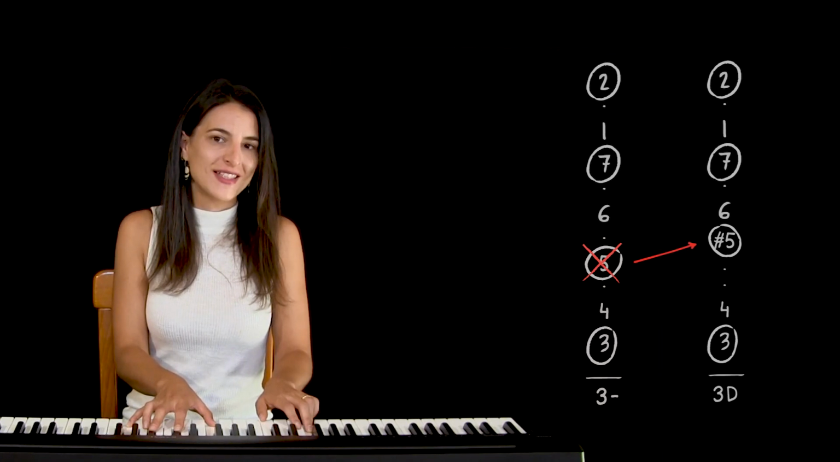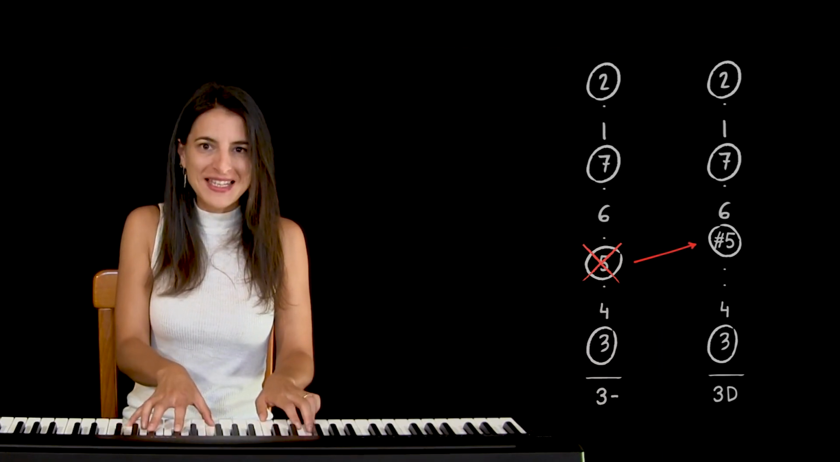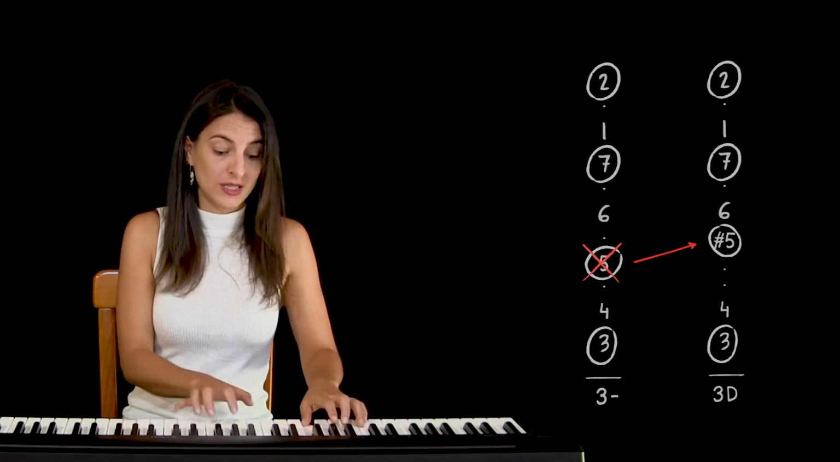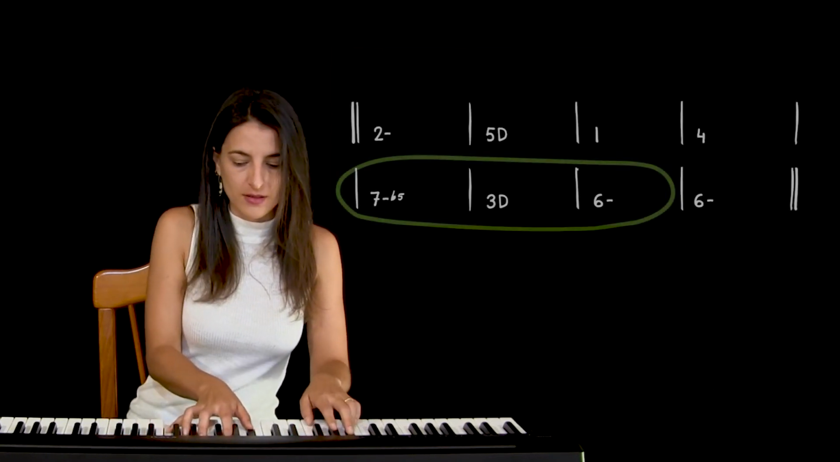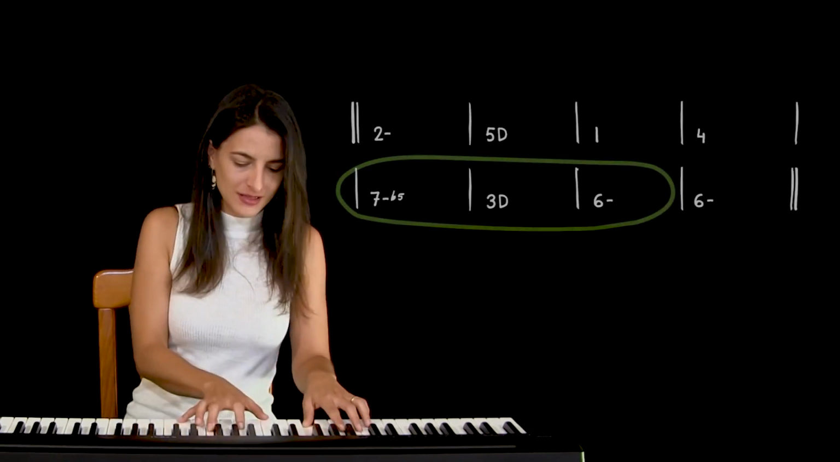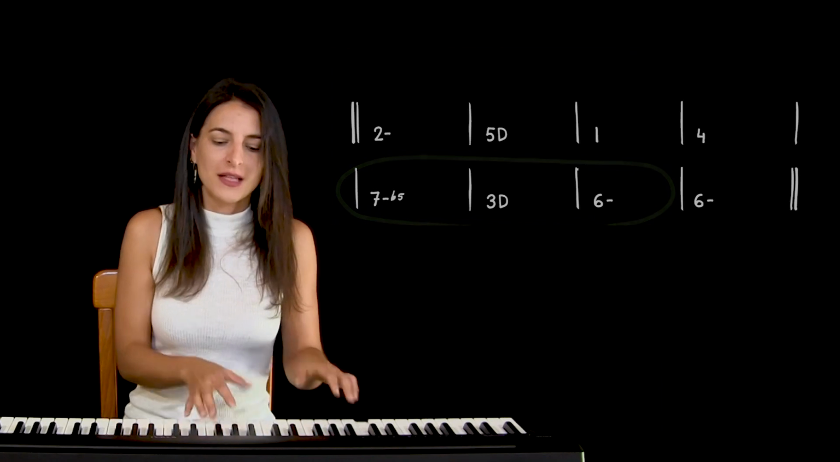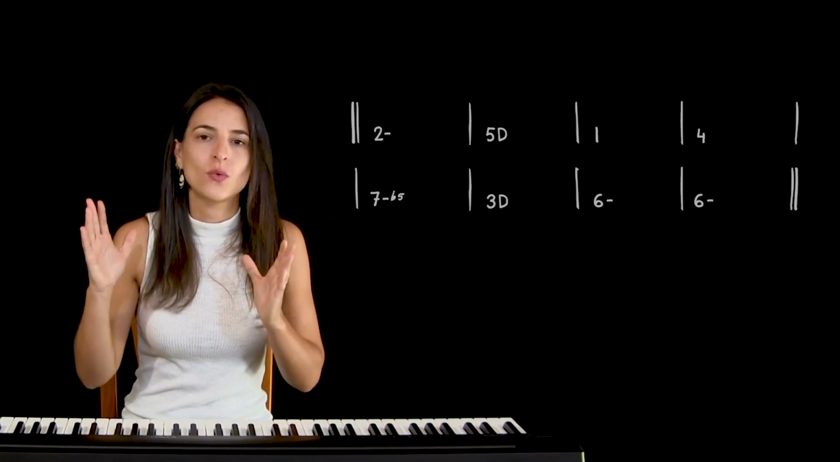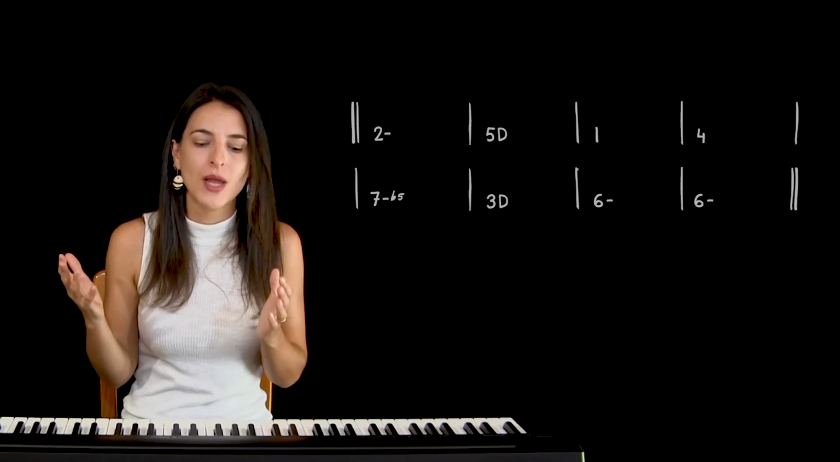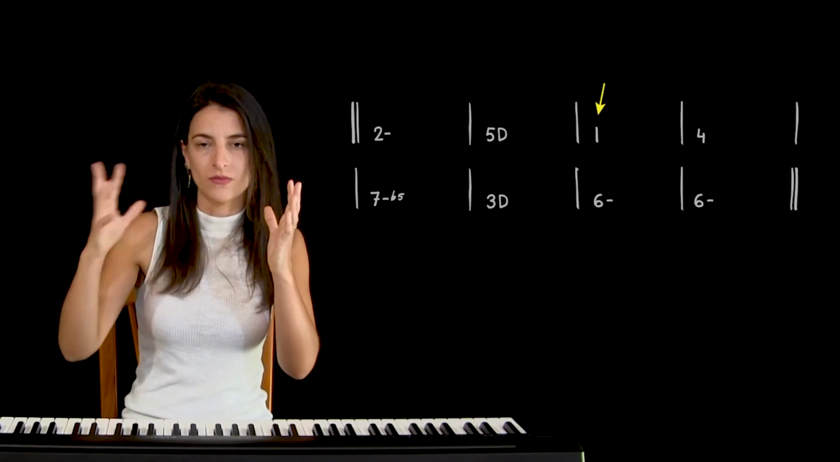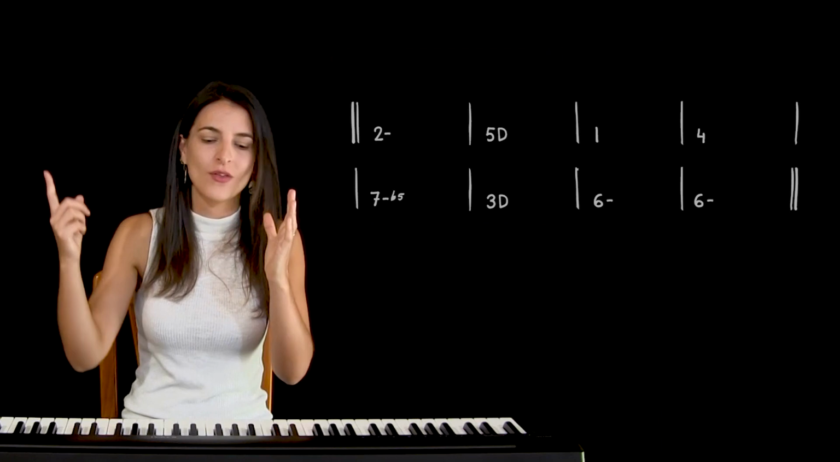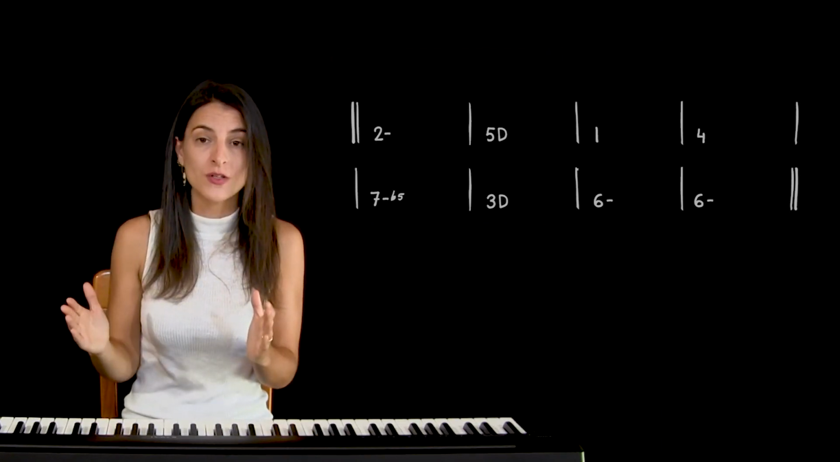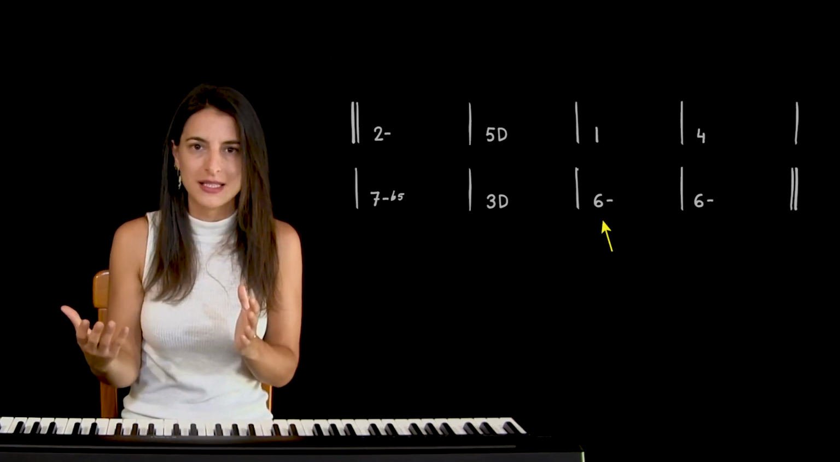And then we have this tension that wants to get released to the 6th chord: 7-3 dominant 6. With this little change of one note, we copy and paste the same relationship we had between the 5 dominant and the 1 in the other chord progression. We have the same relationship here between the 3 dominant and the 6.